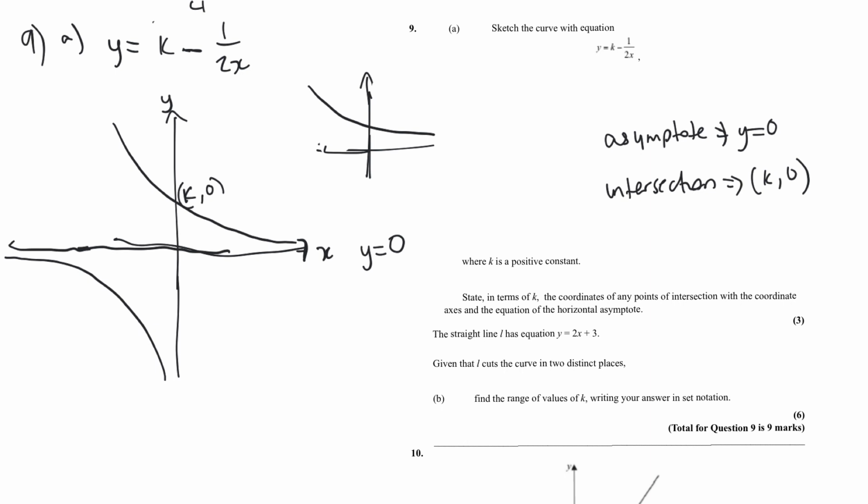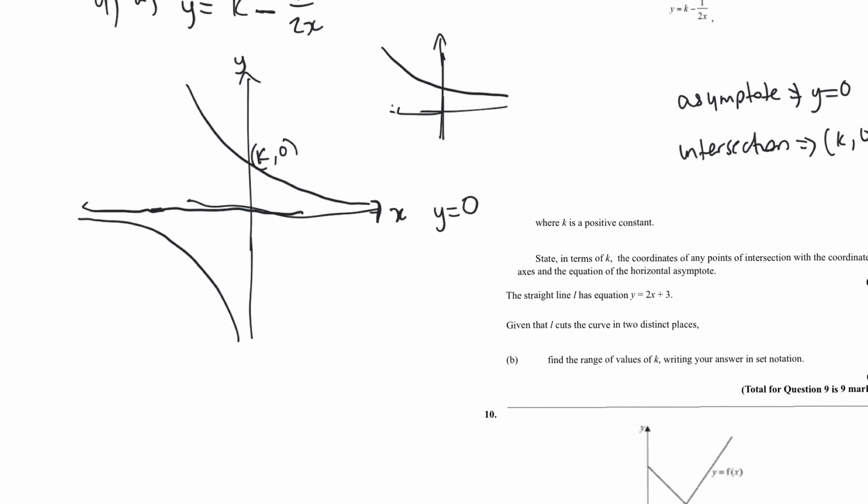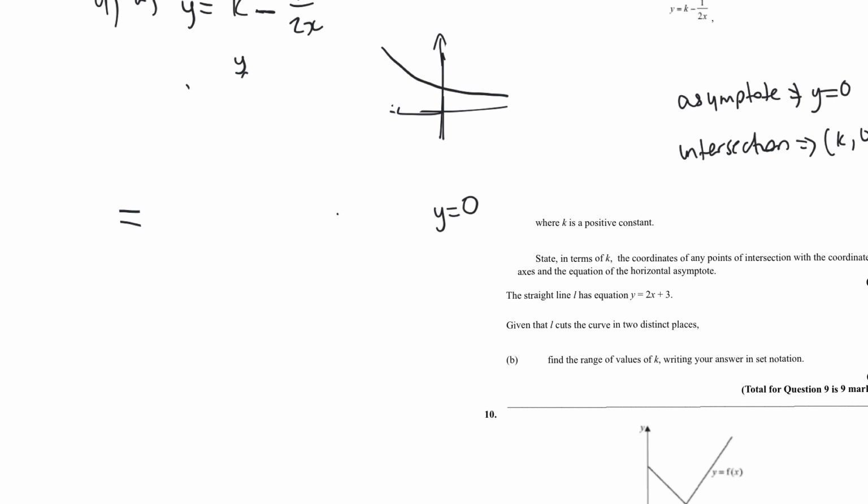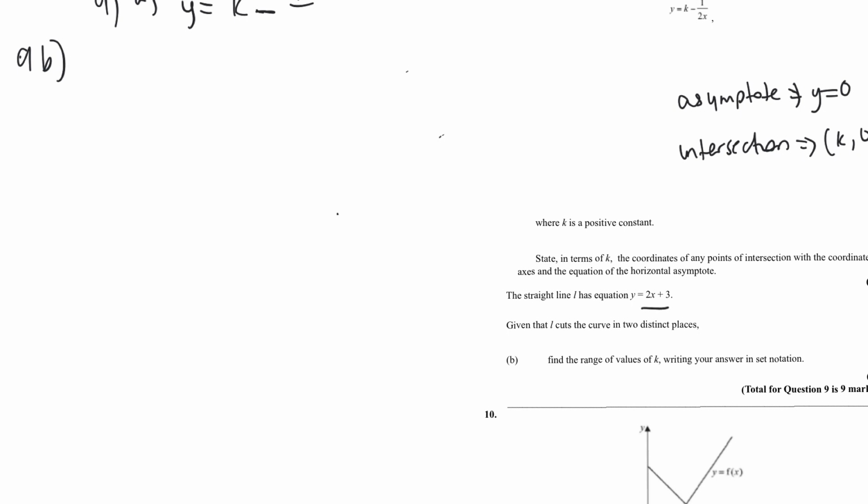So the first step of doing that is, if I again am about to create some space, first things first, you want to make this equation and this equation equal to each other. So that would be k minus 1 over 2x is equal to 2x minus 3.